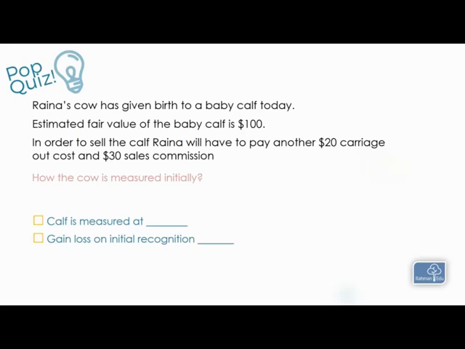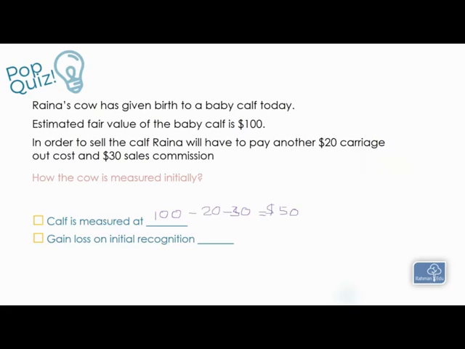Once again, the calf is measured at fair value less cost to sell. You can sell the calf for $100, so take $100 first, and then there are costs to sell. Carriage out, you need to take it to the market, and you need to pay sales commission. So the net figure is going to be $50. Is there any gain or loss on initial recognition?